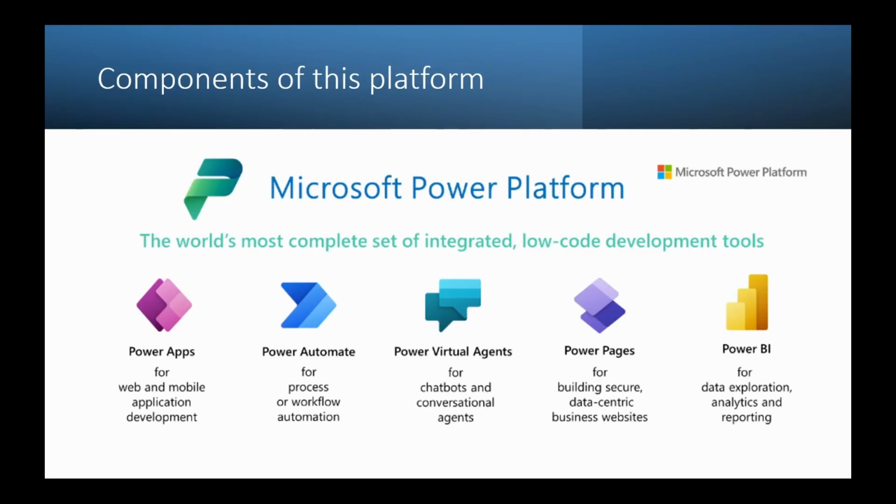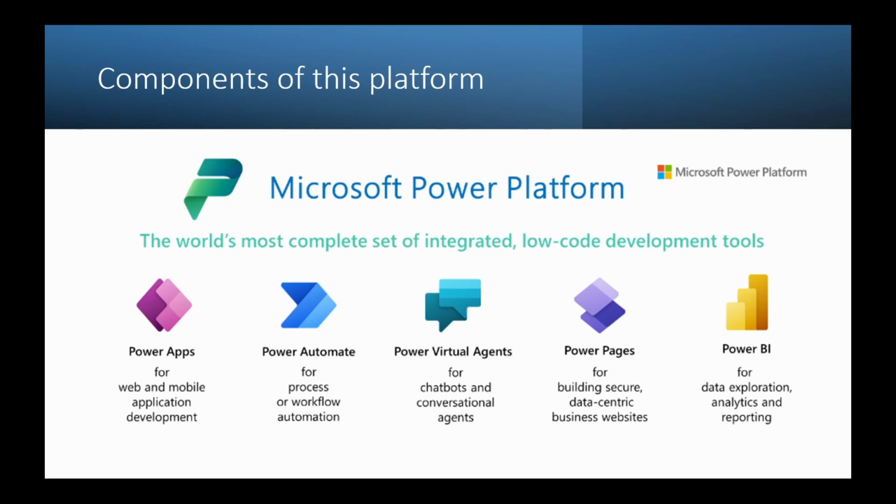What are the components of this platform? The components of this Microsoft platform currently are five. The very first one is the Power Apps. And what is Power Apps used for? So Power Apps is a low-code development platform for creating custom business applications. So that could be a web and a mobile application.